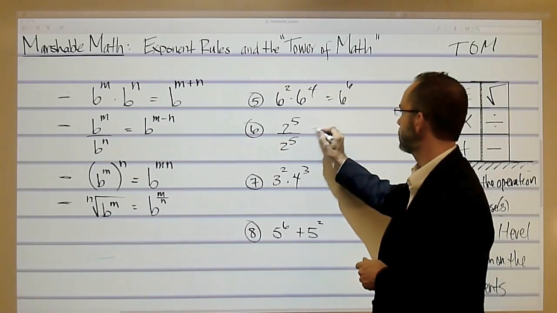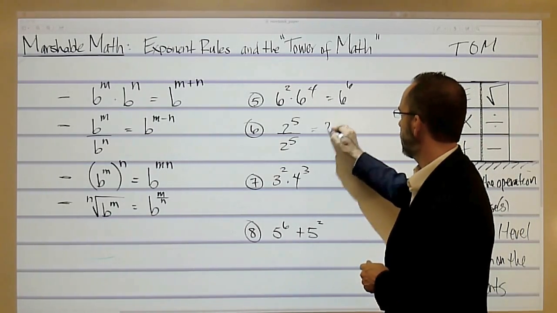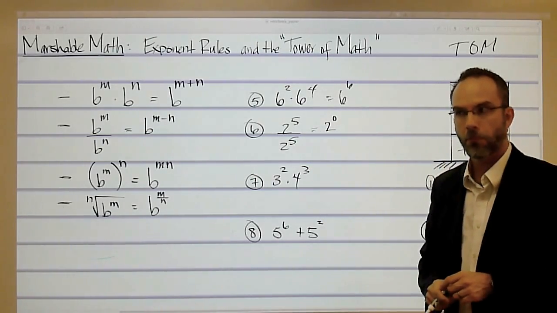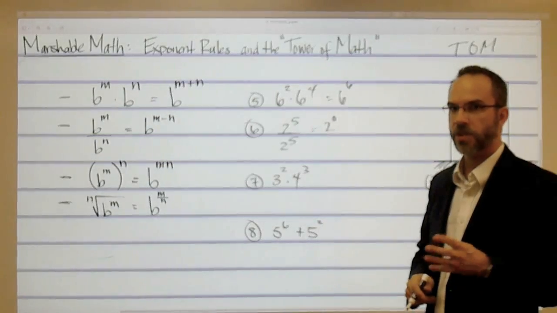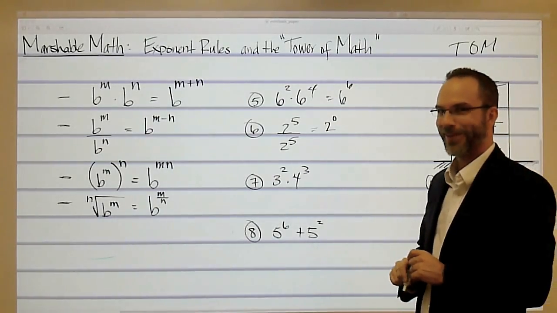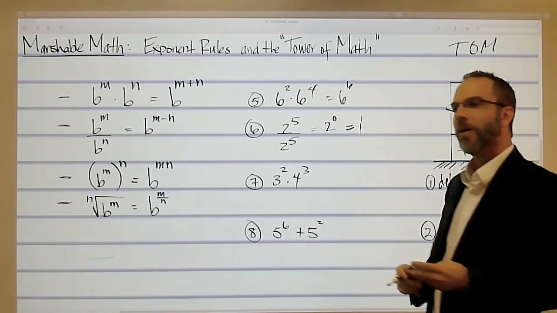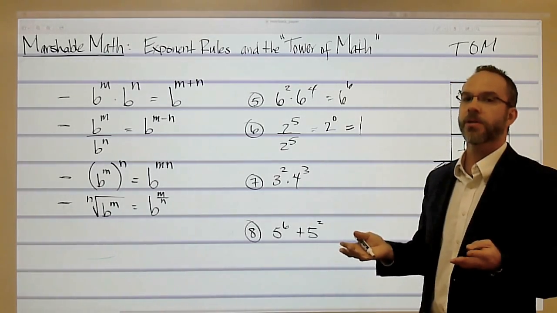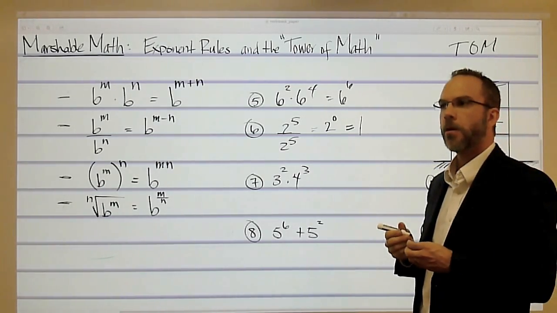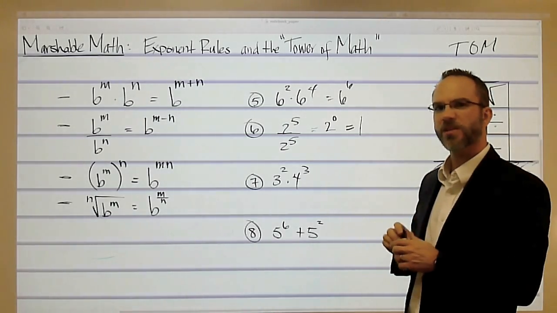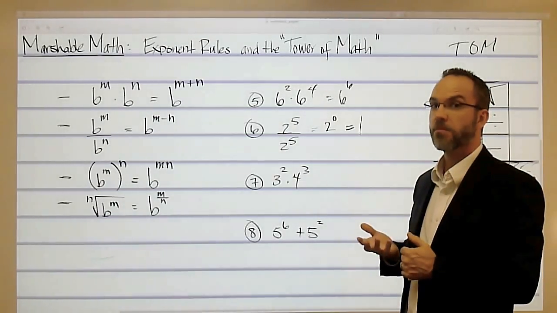What about this one? Shouldn't it be 2 to the 5 minus 5, which is 2 to the 0? What is that? If you said that it was 0, you are wrong. If you said that it's 1, you're correct. Well, anything to the zero exponent is one. But why is that? Why is it not zero? Lots of folks want to call that thing zero, but it's not.